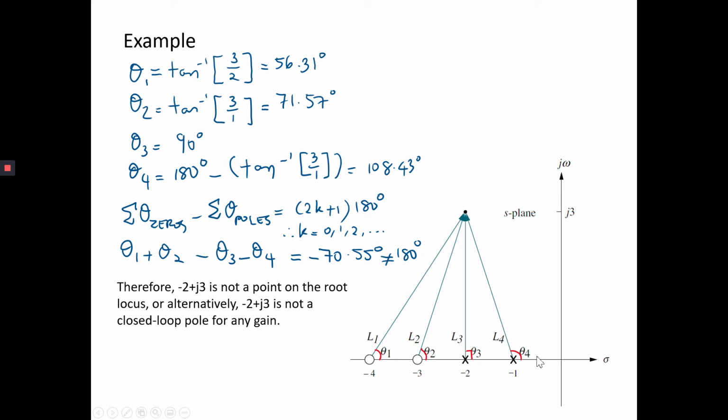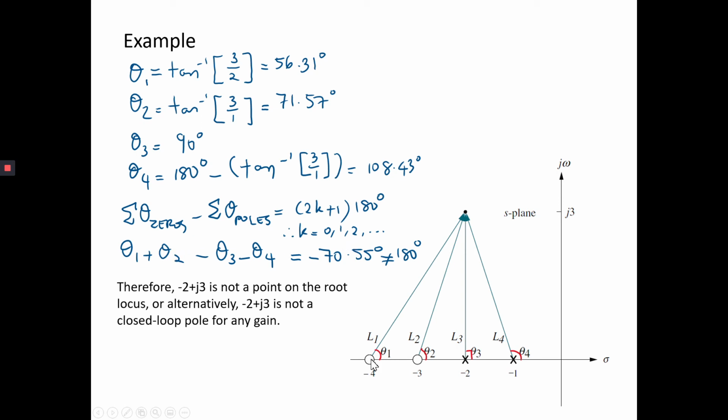And for theta 4, arctangent 3 over 1 gives us the angle on the other side, so to determine theta 4, we use 180 minus that angle, which gives 108.43 degrees. Please remember, we need to use this equation when we need to prove the odd multiple of 180 degrees. The equation is the summation of the angles of zeros minus the summation of the angles of poles equal to an odd multiple of 180, or (2k plus 1) multiplied by 180. In this case, k equals 0, 1, or 2.